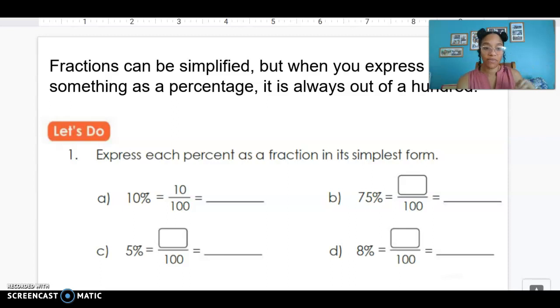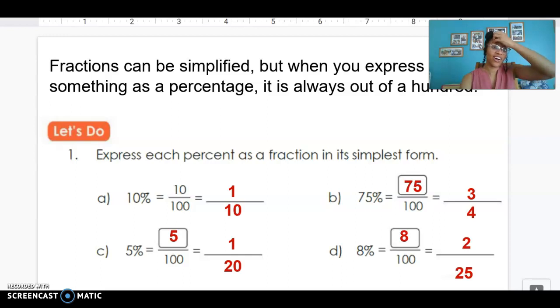In the next problem, we have 8%, which is the same as 8 out of 100. 100 is not divisible by 8, but it is divisible by the next smallest factor, 4. So let's divide both numbers by 4 to find your simplest form. Pause here until you've finished, and then on the next slide you can check. All right, there's your answers to check your work.